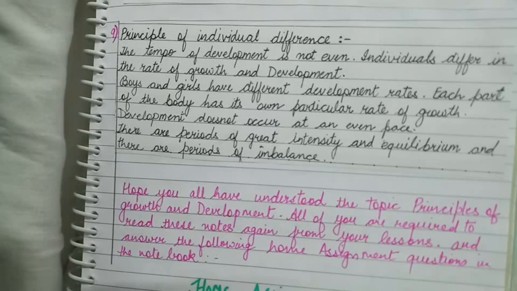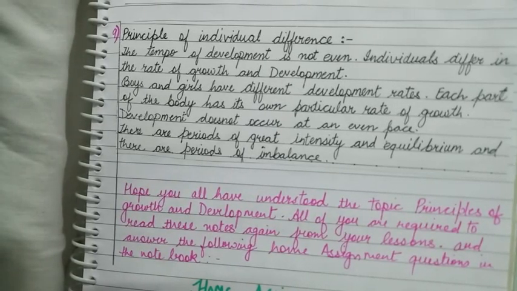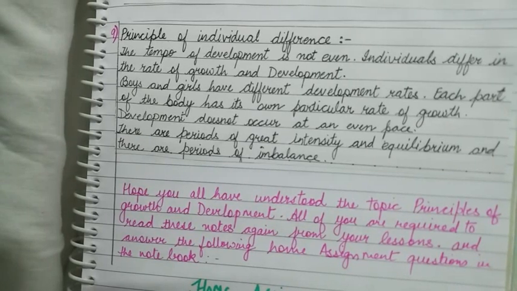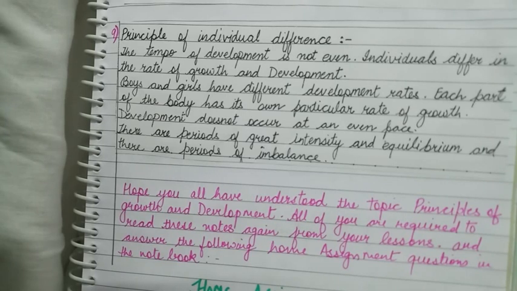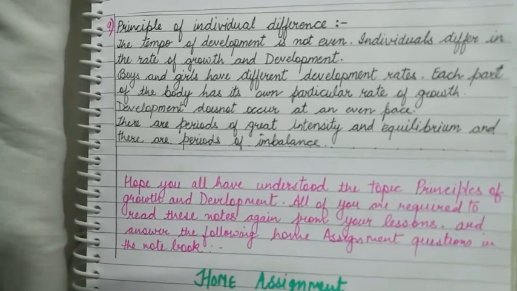Principle of individual differences. The tempo of development is not even. Individuals differ in the rate of growth and development. Boys and girls have different development rates. Each part of the body has its own particular rate of growth and development.